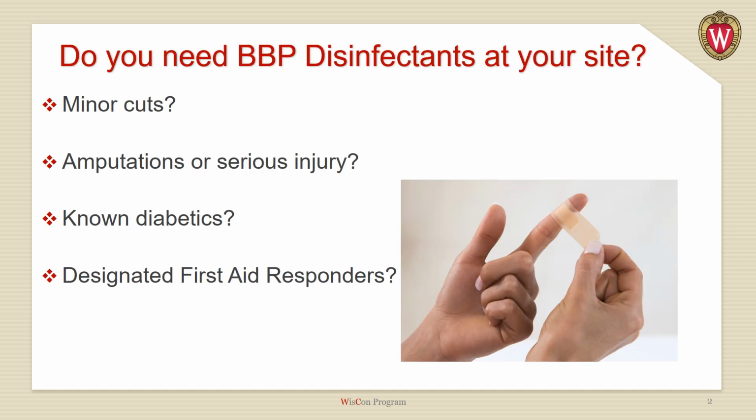You might be wondering if bloodborne pathogen disinfectants are required at your site. To answer this question, consider whether or not there is the potential for blood to drip or transfer onto work surfaces at your facility. This could happen via minor cuts or more serious injuries such as amputations. If there are known diabetics at your site, it's possible that those individuals are checking their blood glucose levels by finger pricking. If you have designated first aid responders, those individuals may be responding to emergencies involving blood. In most cases, industrial sites should have a bloodborne pathogens disinfectant.